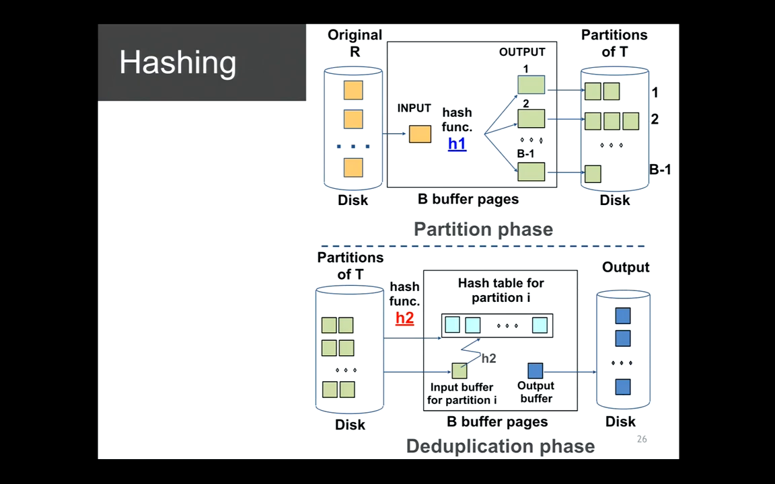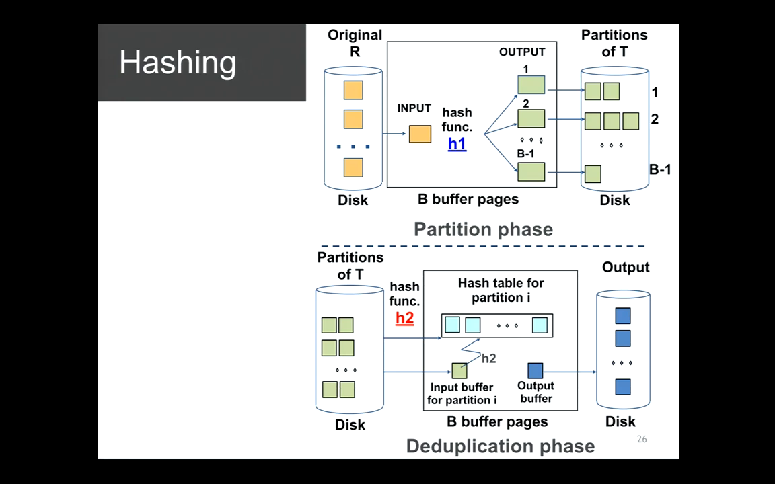Read it into memory. Apply a hash function h2 to construct an in-memory hash table for this partition Ti. Because this partition Ti is much smaller than T, it is highly likely that this hash table on Ti fits entirely in memory. And so all you need is one frame for the input buffer to stream this partition into memory, one frame for the output buffer, and any of the remaining pages you can use for the hash table.